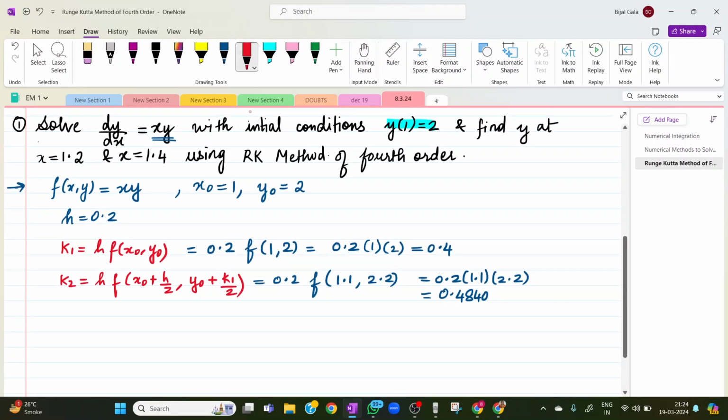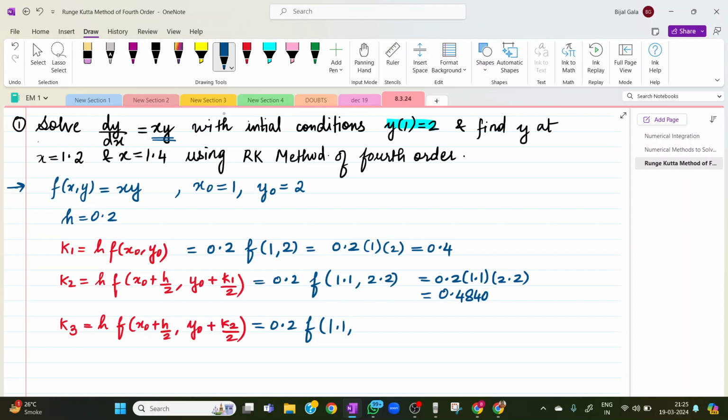I hope calculation of k2 is clear with all of you. Okay, good. Let's move on to K3 now. H times f of x0 plus h by 2 and y0 plus k2 divided by 2. Let's substitute 0.2 f of, this is going to remain 1.1, and now y0 is 2 and k2 divided by 2 is 2420. Come on, calculate and tell me the value.